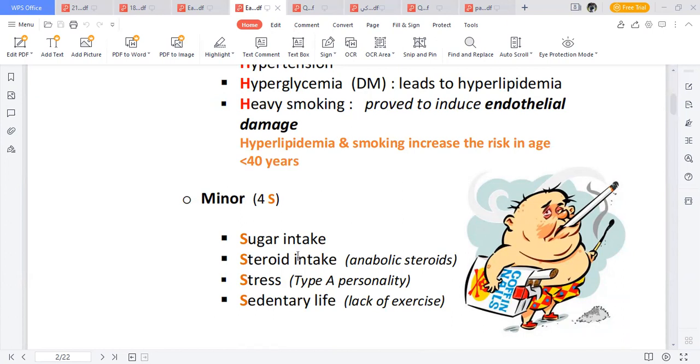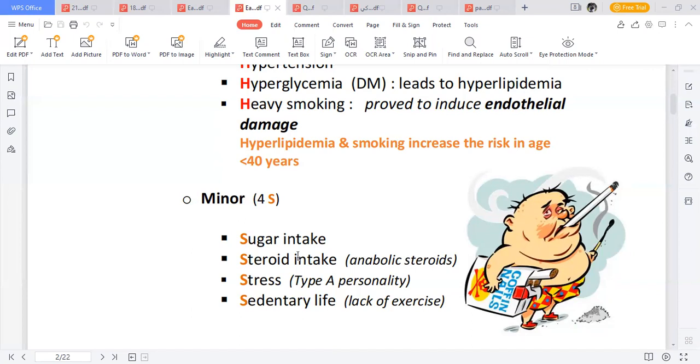You have modifiable risk factors and non-modifiable risk factors. For modifiable, we've already talked about them. These are divided into the major 4 H's and the minor 4 H's. The first H is hyperlipidemia. The second is hypertension. The third is hyperglycemia. The other one is heavy smoking. Minor, you have 4 H's: a lot of sugar intake, steroid intake, stress, and sedentary lifestyle.